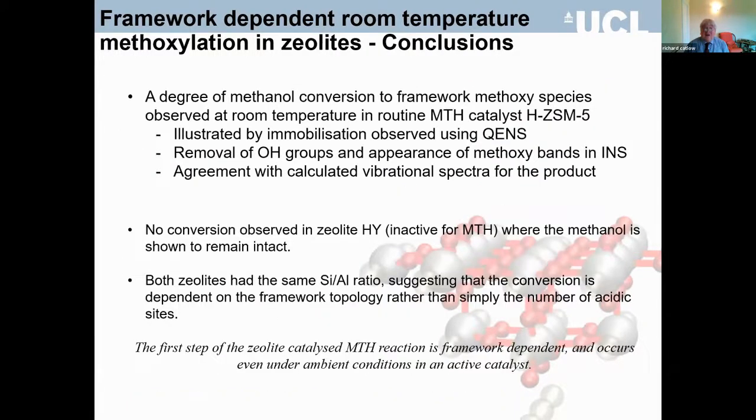And so I think that is verifying that you do have essentially this methoxy species that is illustrated in the graphics. So what we've shown is that there is methanol conversion to framework methoxy species, even observed at room temperature. That in some ways was a surprise. It takes place in this zeolite ZSM5, which is the active catalyst. You don't observe it in zeolite Y. They both have the same silicon aluminium ratio, so the activity of the ZSM5 is related to the framework topology.